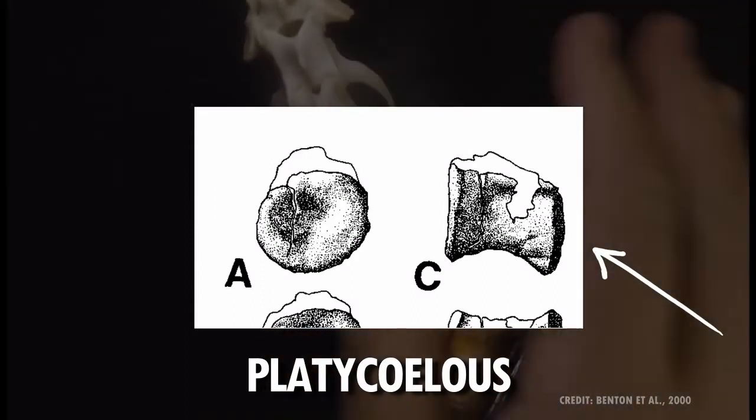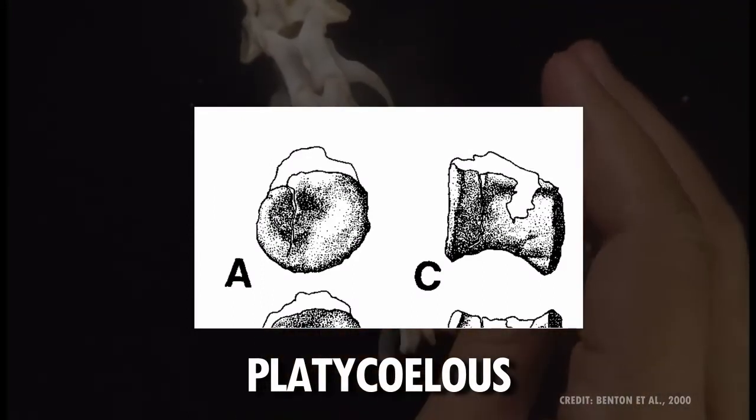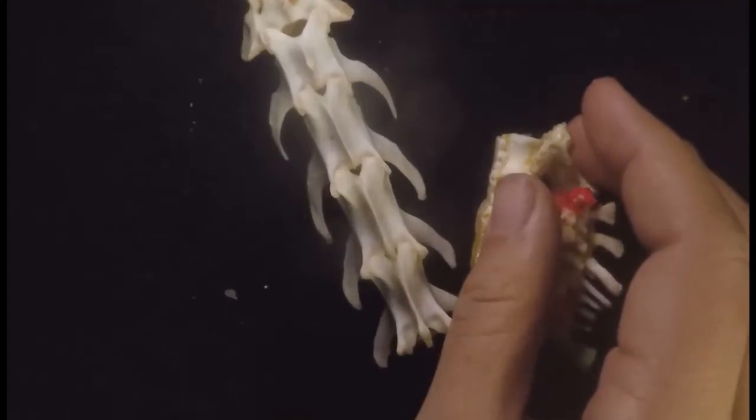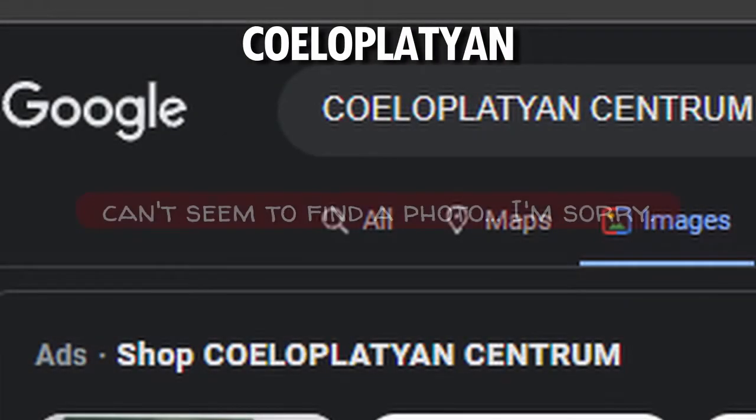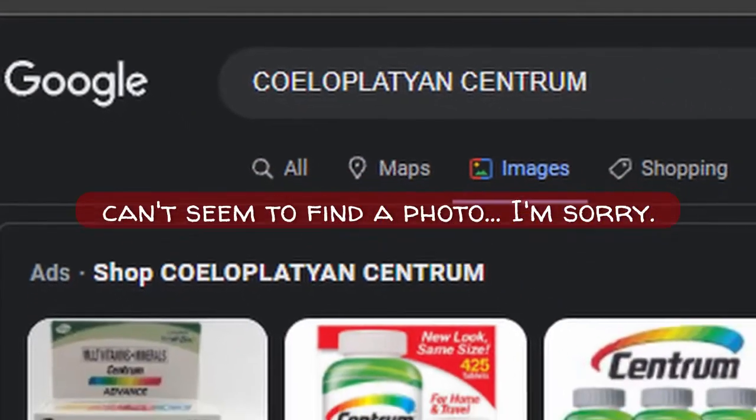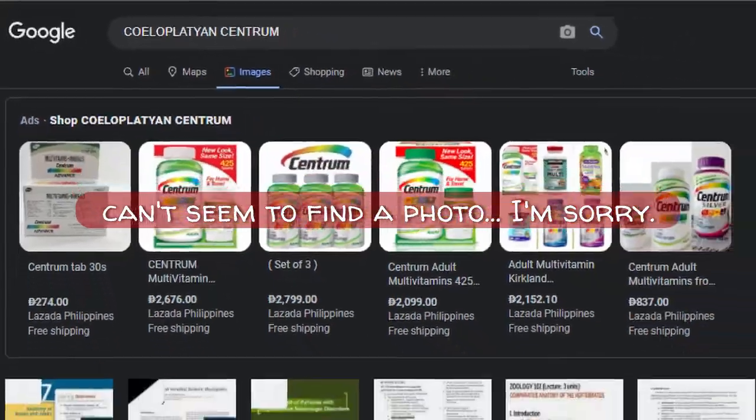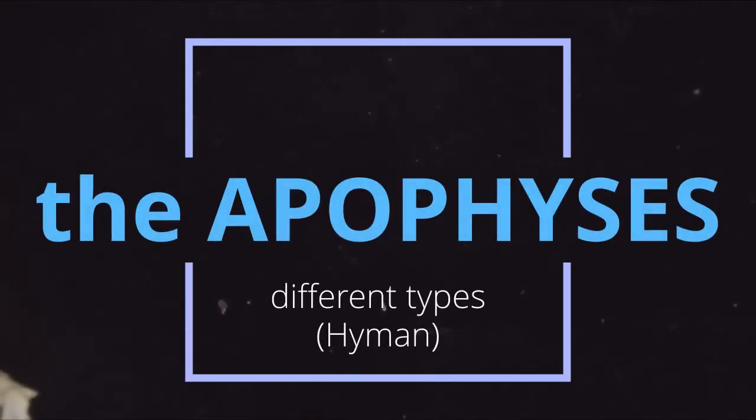Other types of centrum shapes would include biconvex, in which both ends are convex. Platycoelous, in which it's flat in the front, concave posteriorly. And then the opposite of that would be coelоplatyan, in which anteriorly it is concave, and then posteriorly it is flat.